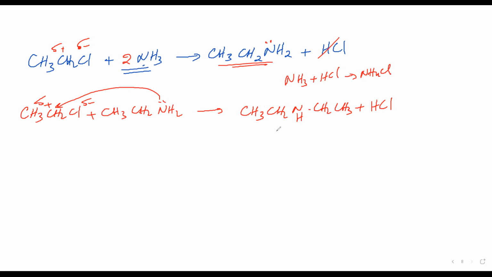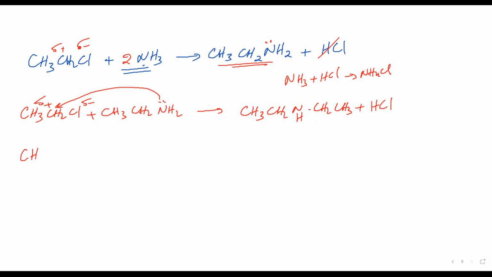So we get what we call a secondary amine. This is a primary amine. We said that primary amines means that the nitrogen is bonded to a carbon. A secondary amine means that the nitrogen is bonded to 2 carbon atoms. So we get a secondary amine. And the secondary amine can attack the halogenoalkane.